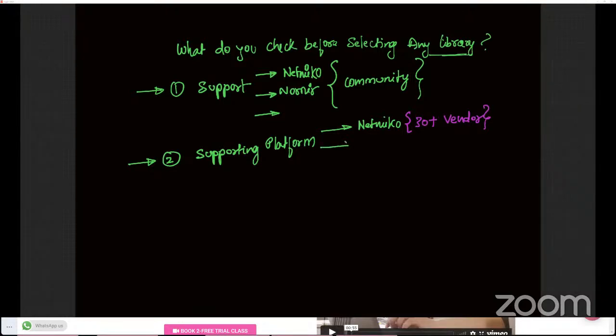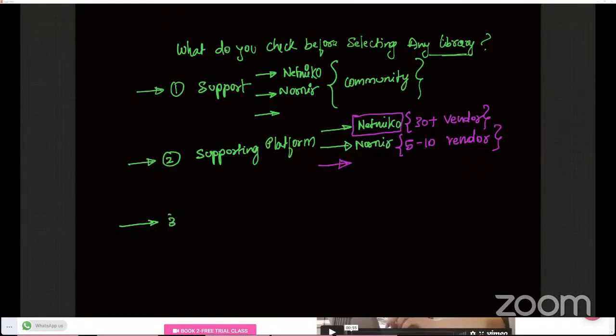Whereas Nornir only supports a very limited range, might be 5 to 10 vendors only. So this is one more aspect that you would check when deciding which one to go with. If your customer has multiple vendors, a huge range of vendors, then definitely you would go with Netmiko in that case, because the other modules may not support a lot of vendors, there might be limitations. So this is one more aspect that you would decide.